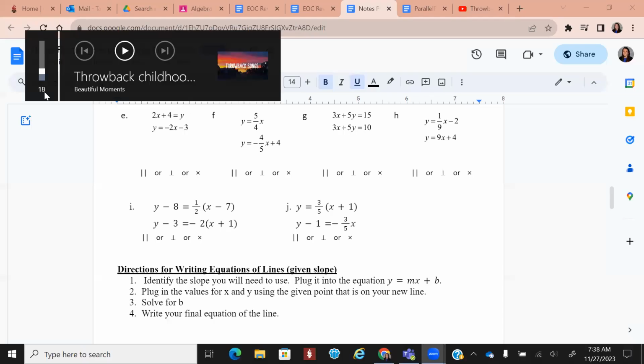Okay, so on the next one, we have to write this out in y equals mx plus b form. So move the 2x to the other side. That would be y equals negative 2x plus 4. Is that the same slope? Yes, so that's parallel.